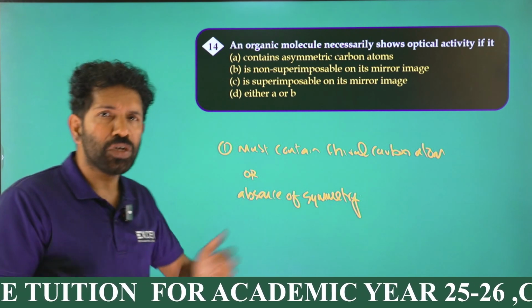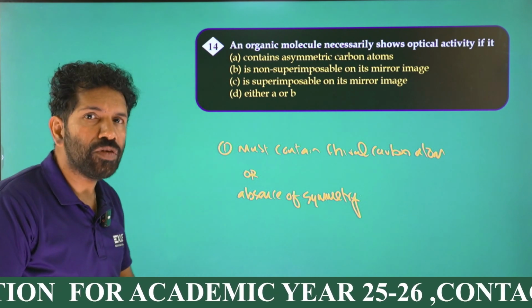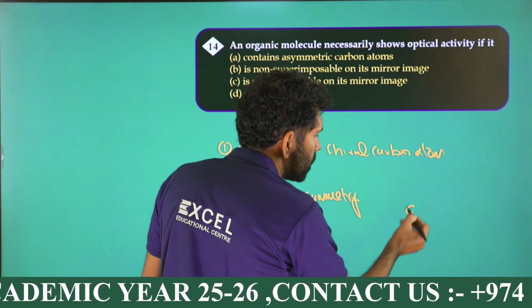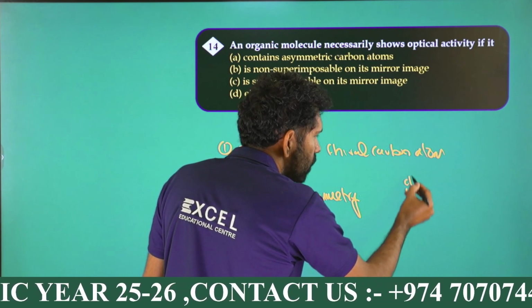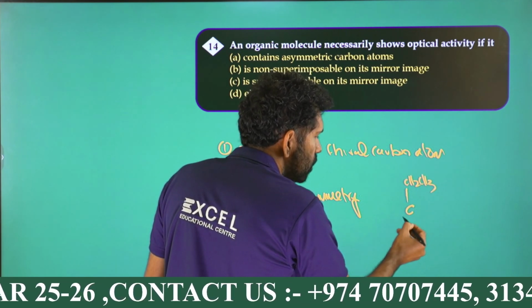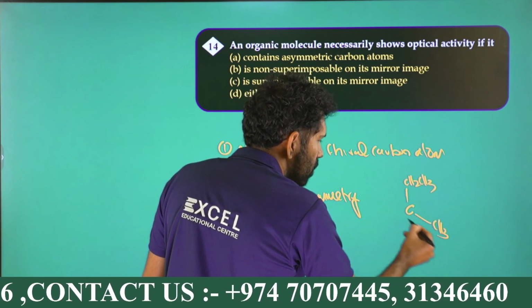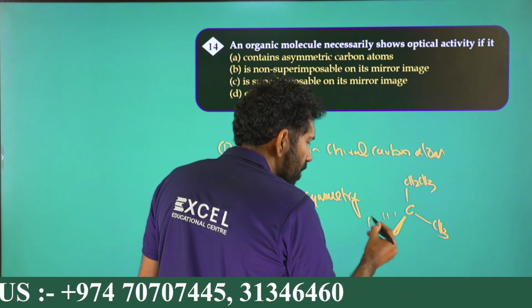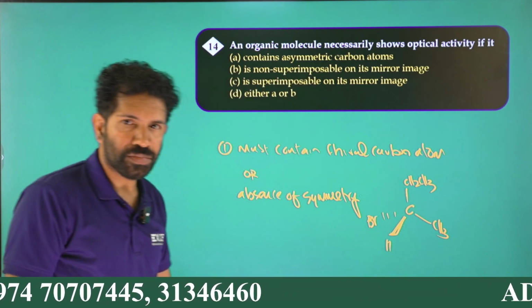What do you mean by non-superimposable mirror images? I will give you one example. I have a compound with a carbon here. One group is CH2CH3, another is CH3, another is H, and another is Br. This is a chiral carbon atom.